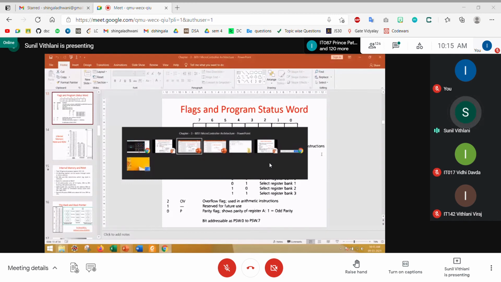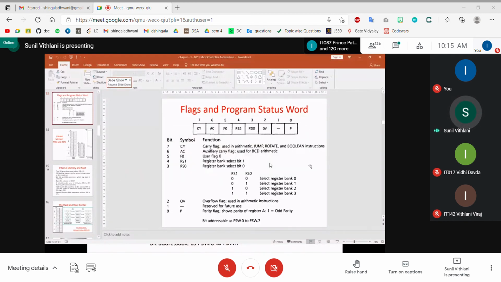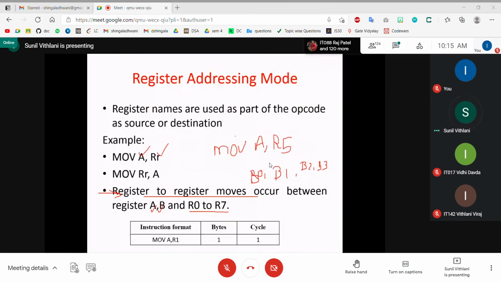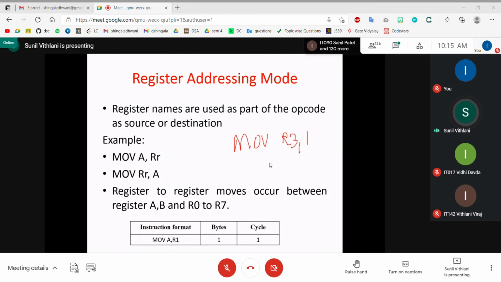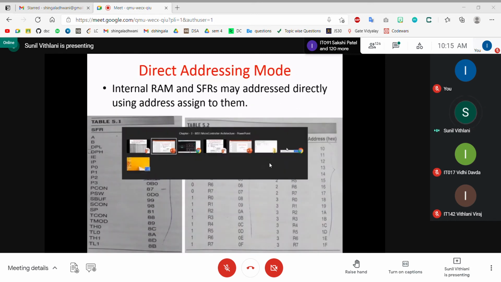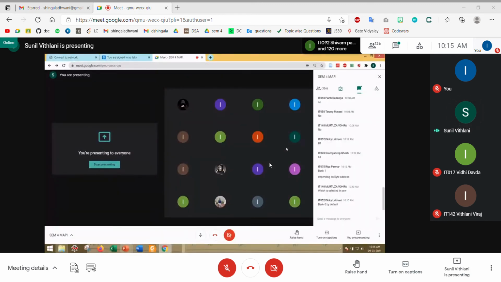Suppose मैं यहाँ पे लिखूंगा, suppose if I write like this, let me go back. Yes, suppose if I have written over here, let's write move R3, comma B. So again it will be the same. For source and destination, both will be the same. Okay. Next, direct addressing mode.